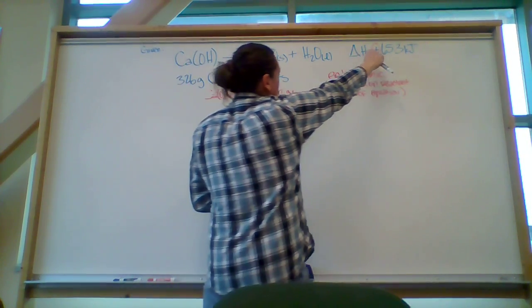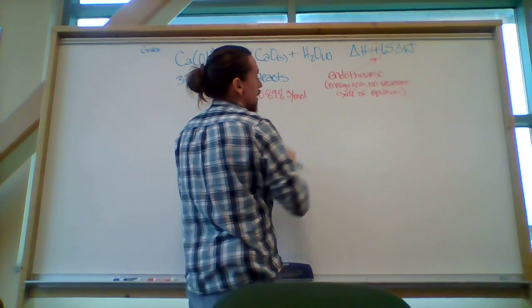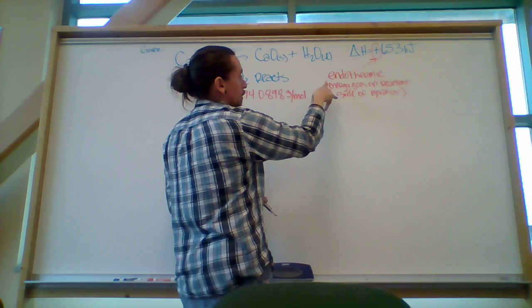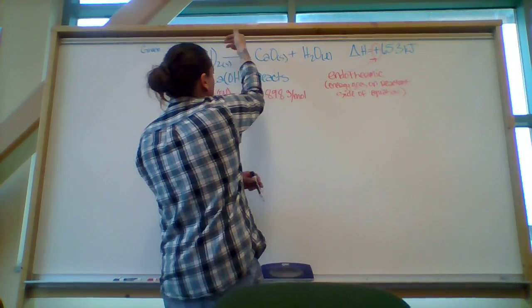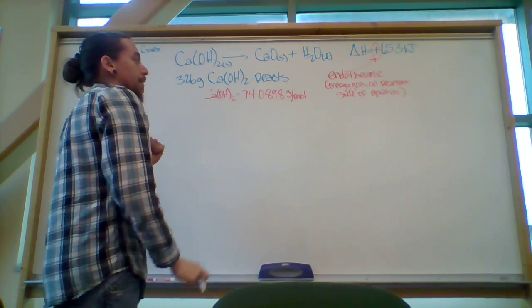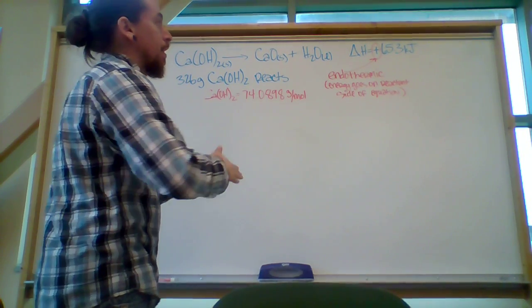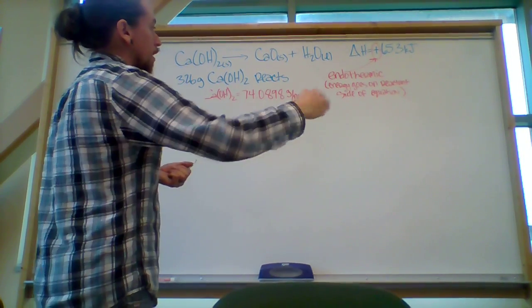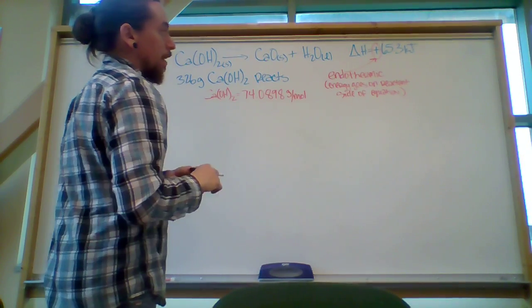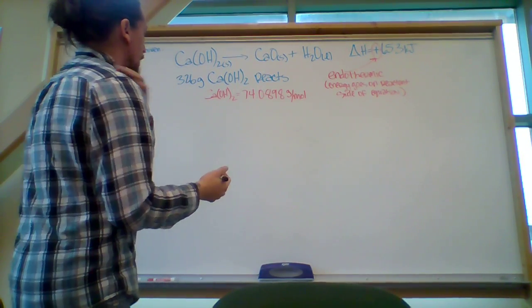So whenever you see the positive in front of it, that tells you that it's an endothermic reaction. And the positive also lets you know that it's going to be on the left side of the arrow, where the reactants go. If it was exothermic, just like in the last video, it would be on the right side of the arrow. It would be part of the products.